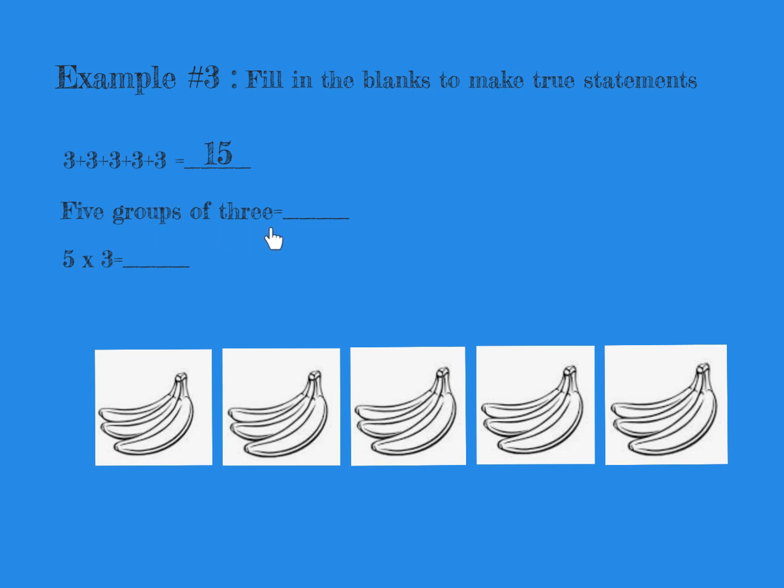5 groups of 3 is shown by the 5 bunches of bananas that has 3 bananas in each. So there are 3, 6, 9, 12, 15 bananas. So 5 groups of 3 equals 15. 5 times 3 is the same as 5 groups of 3. Therefore, 5 times 3 equals 15.